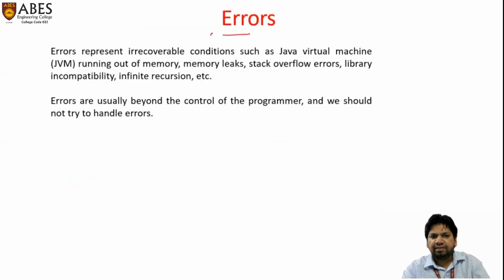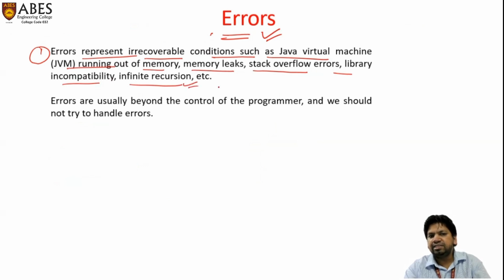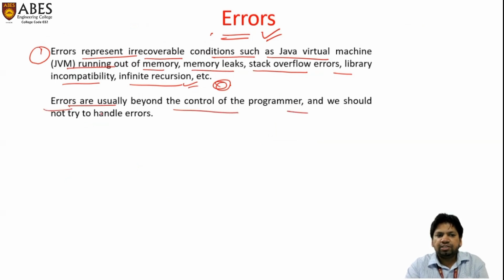That is an error. See the error. Error represents irrecoverable conditions such as the Java Virtual Machine, JVM, running out of memory, memory leak, stack overflow, library incompatibility, infinite recursion. Infinite recursion means a loop in a loop. So these are the errors. These errors are usually beyond the control of the program and we should not try to handle them. This means JVM running out of memory, memory leakage, stack overflow, library incompatibility, infinite recursion. And this is beyond the control of the program.